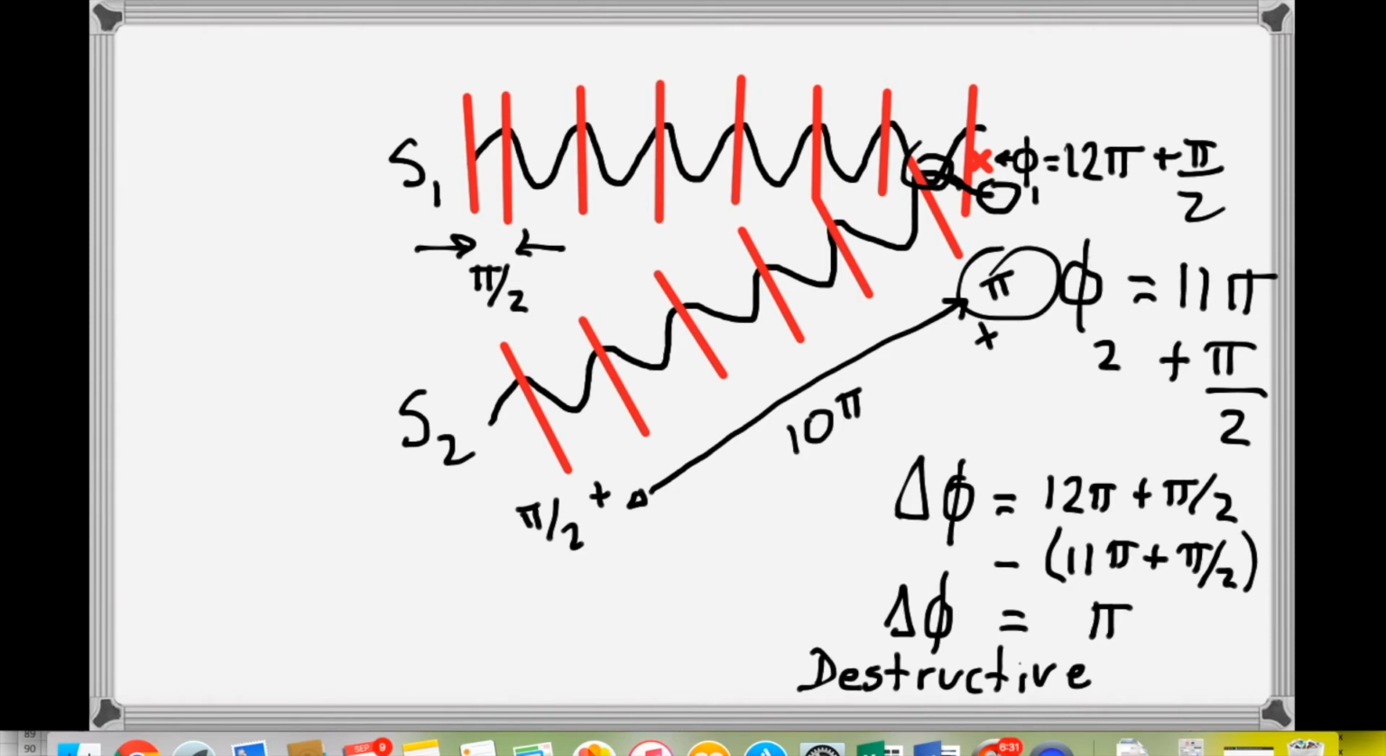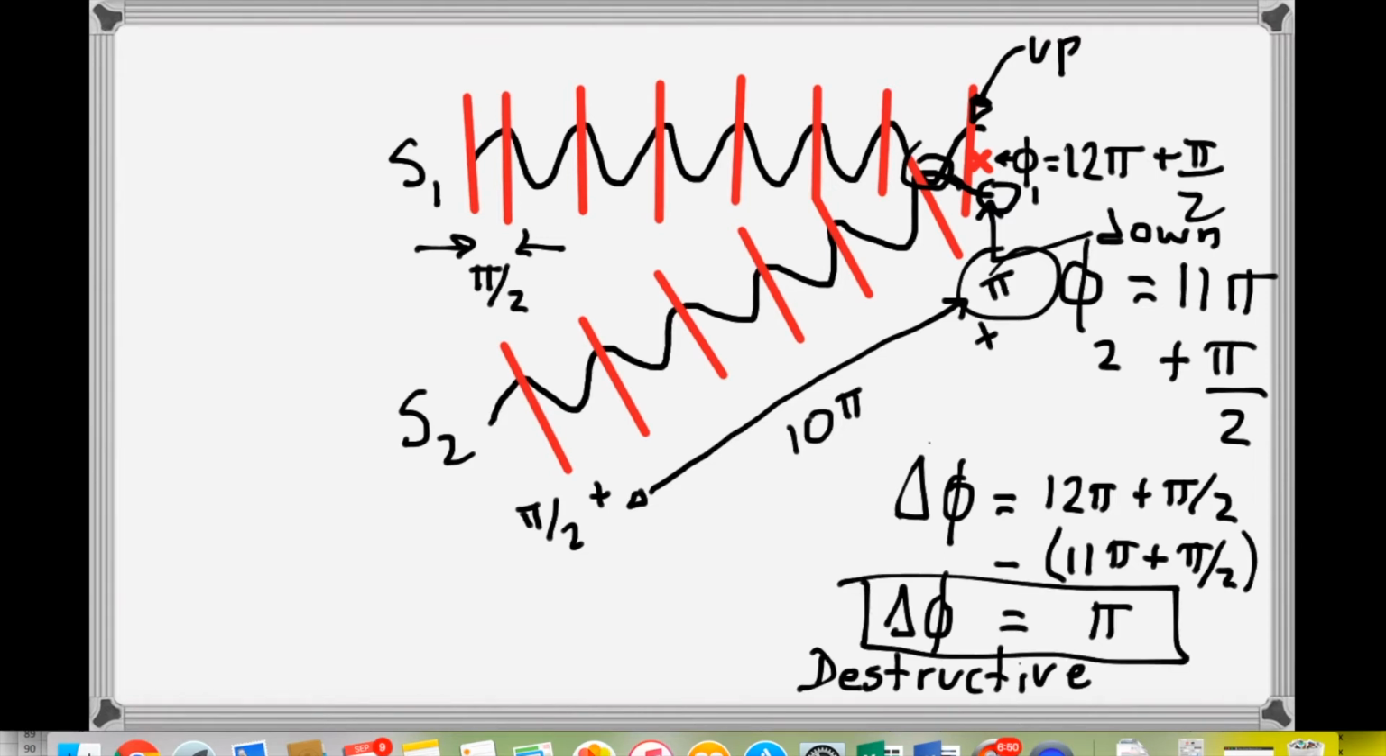As you can see in the picture, one wave arrives with a peak, the wave is up, and the other wave arrives with a trough. And when a peak is superimposed to a trough, the two would cancel out. The two waves are going to cancel out at that point. That is the signature for destructive interference. The difference in phase is an odd multiple of pi.